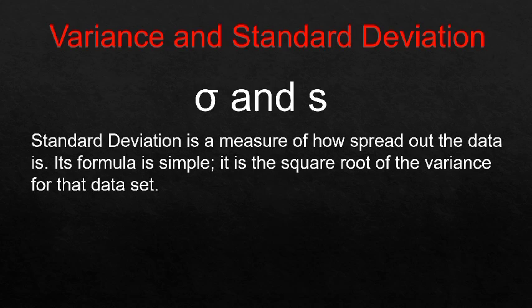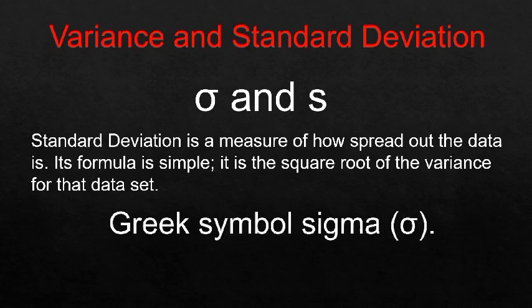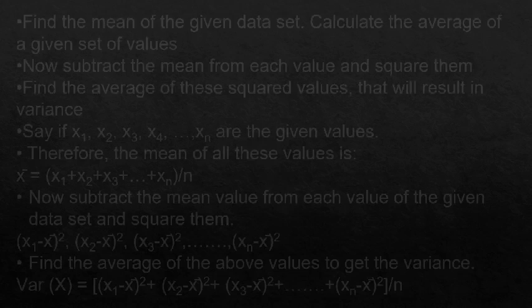So, standard deviation is a measure of how spread out the data is. Its formula is simple. It is the square root of the variance for that dataset. It's represented by the Greek symbol sigma. How to calculate variance? Variance can be calculated easily by the following steps given below.